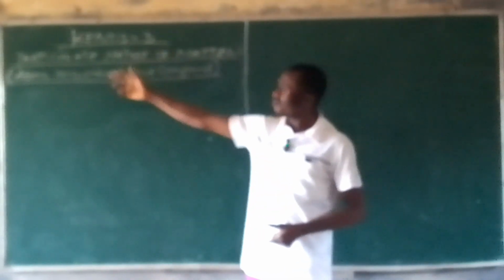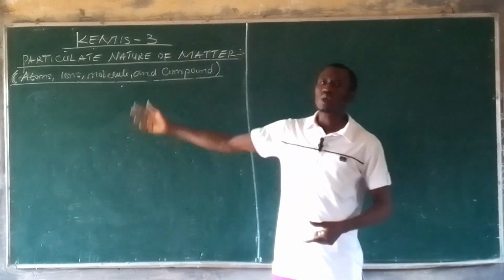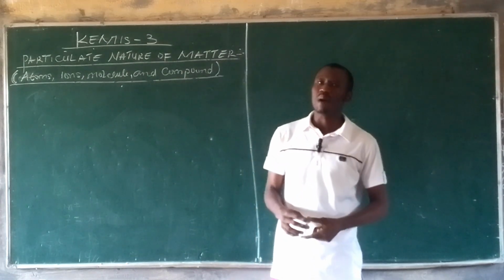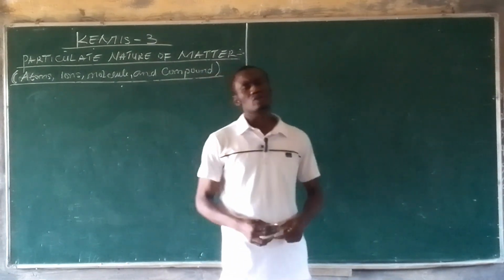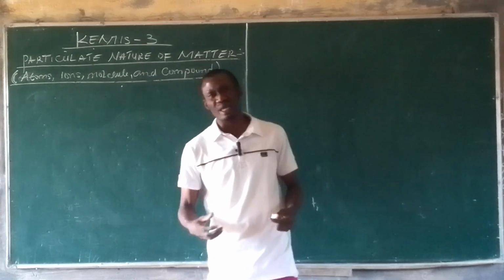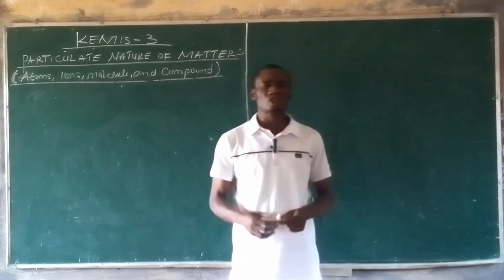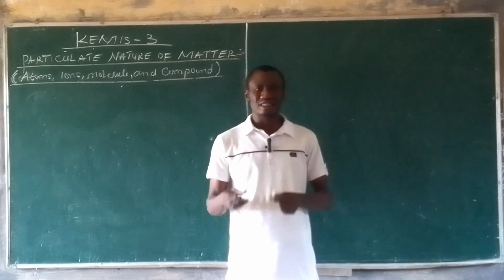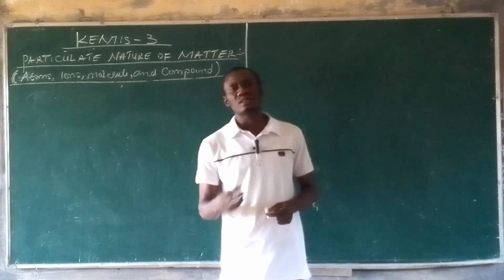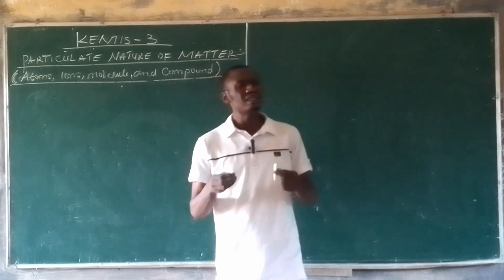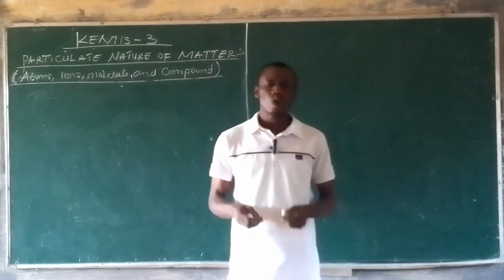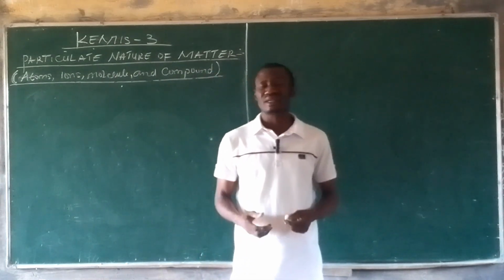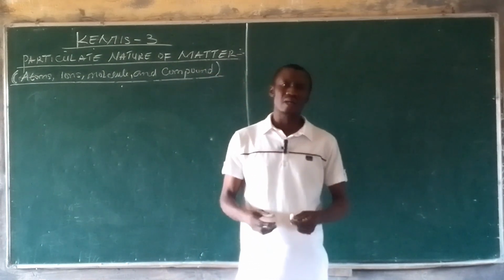Theory. We have the particulate nature of matter. We're looking at atoms, ions, molecules, and compounds. Now, the first question to ask is, what does it mean by the particulate nature of matter? This simply means or explains that matter is made up of tiny, discrete particles which are constantly in motion and have the ability to combine with one another.